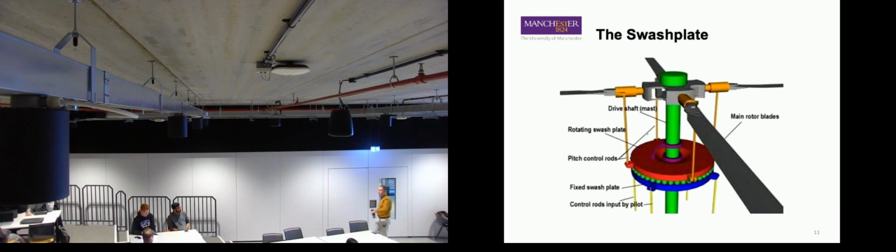Up and down is what's called collective because everything moves together. The blades all move as one. When it tilts, it's called cyclic because the blades will cycle. They will change as they go around in the cycle.